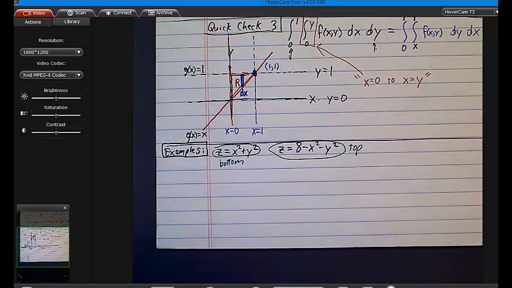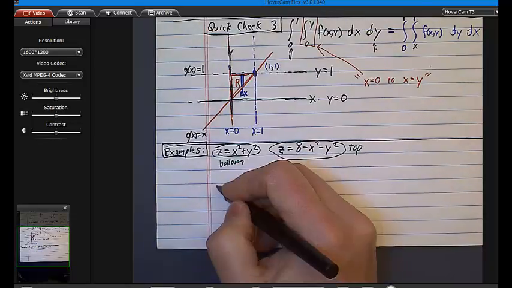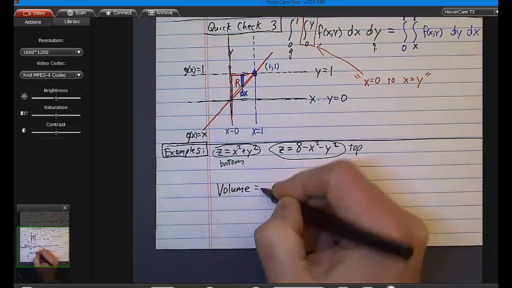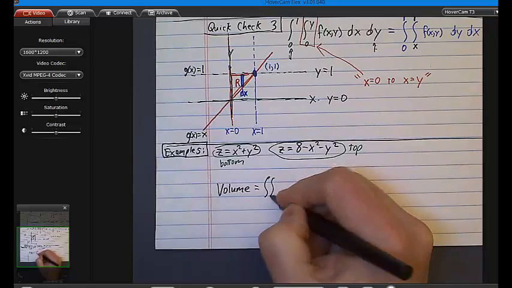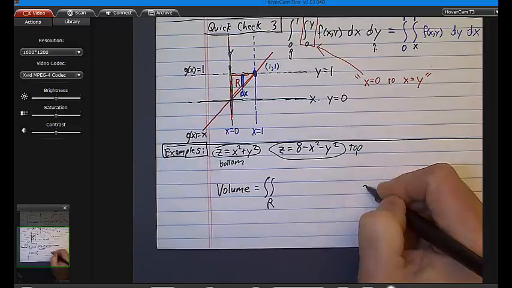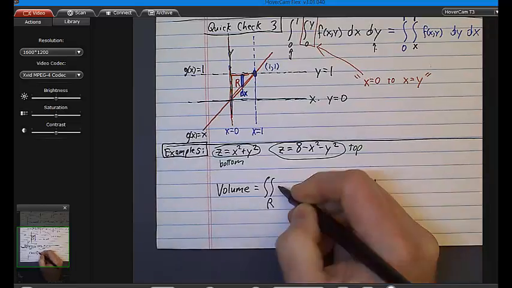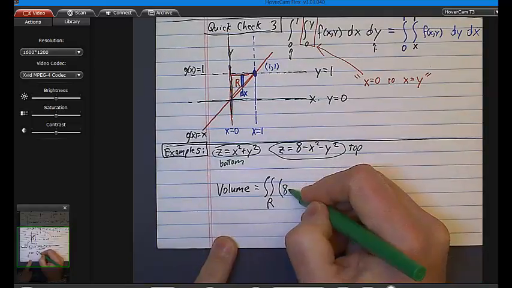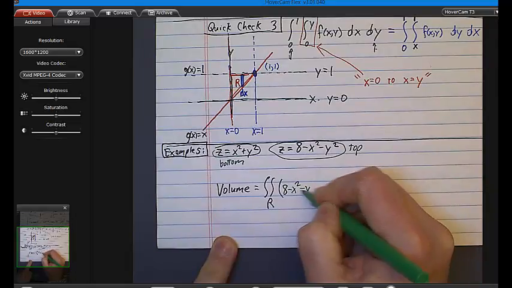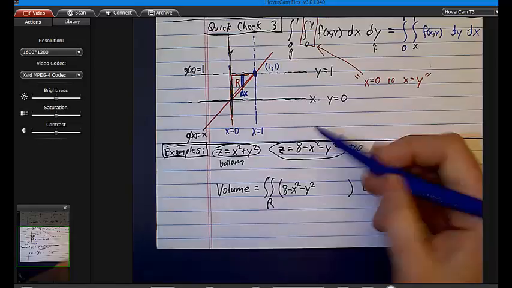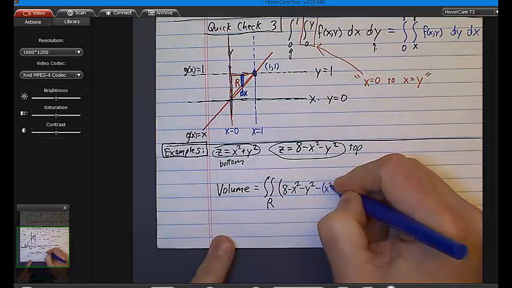And so I guess what I'm going to do to find the volume, does this work out nice? We're going to do a double integral over some region R. I'll just write dA. And when I do top minus bottom, I get 8 minus x squared minus y squared. And then I have to subtract x squared plus y squared.